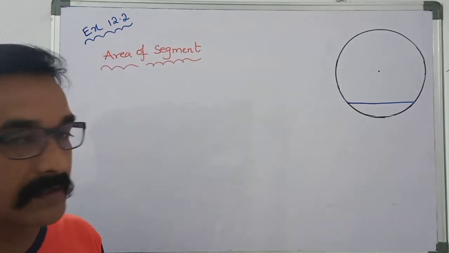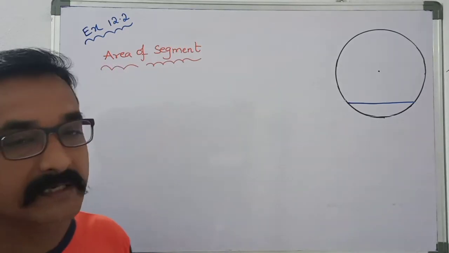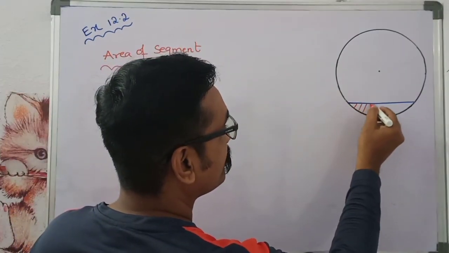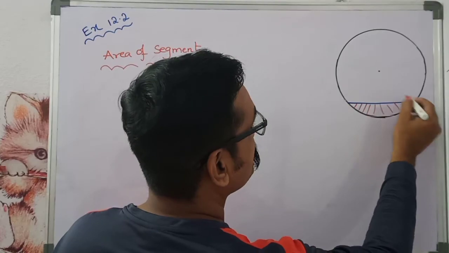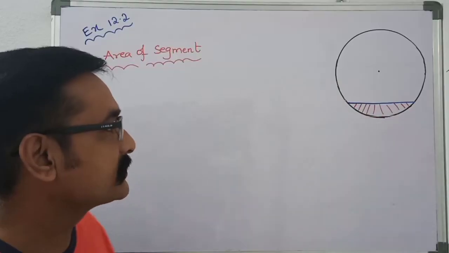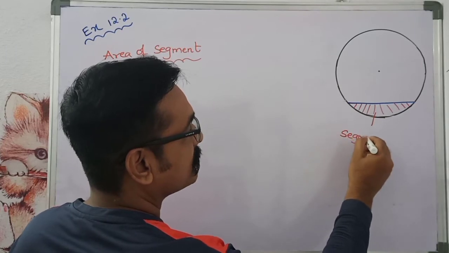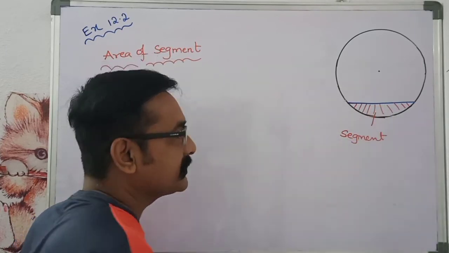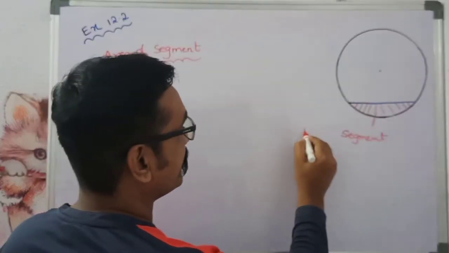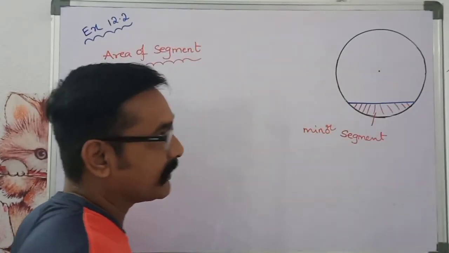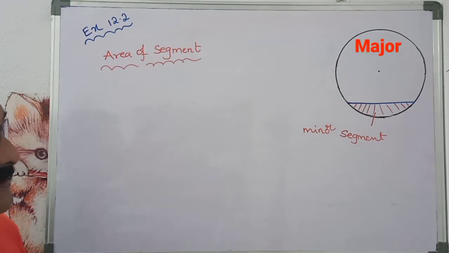When you draw a chord, it divides the circle into two parts. One is the smaller part, another one is the major part. Each part is called a segment of a circle. Since it is the smaller part, we call this the minor segment, and the rest of the circle is called the major segment.